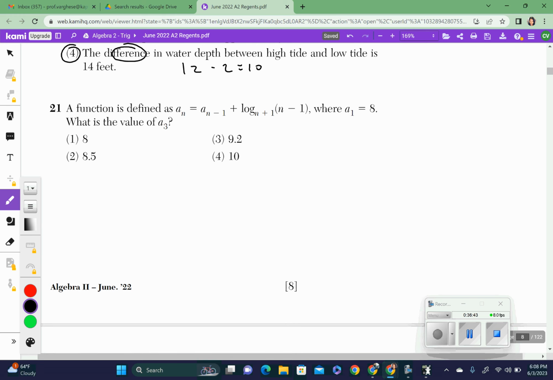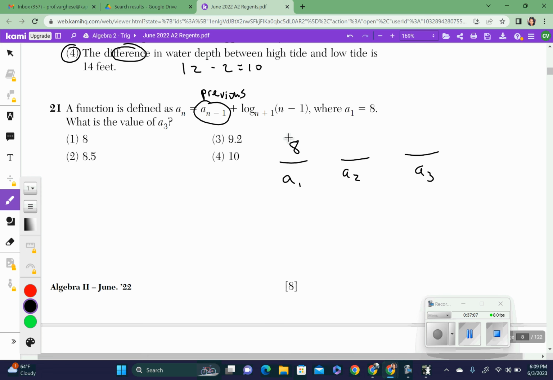All right, next one. So we have a function. This looks like a recursive, right? Again, this right here stands for previous. So you're going to take the previous term. They want us to find A3. So they have A1, A2, and A3. A1 is already given to us. It's 8. This is for A2, and this is for A3.